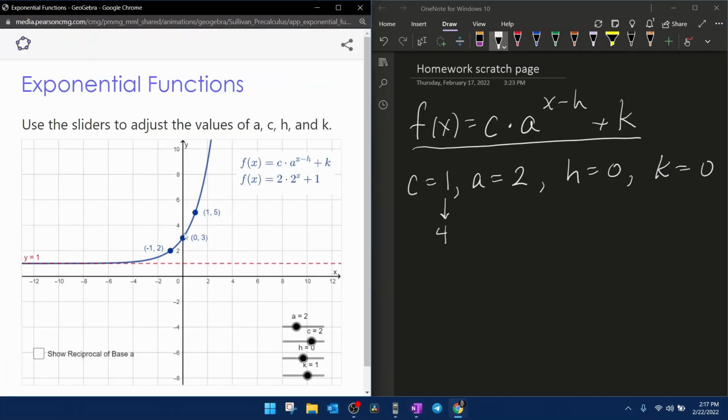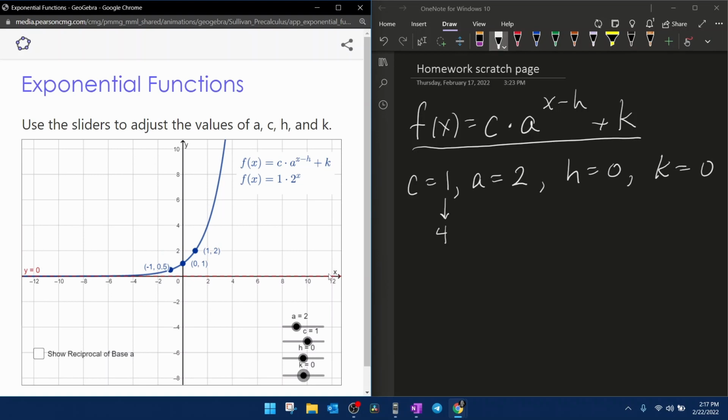All right, so now that we have our app open, we're going to set c to 1. A is already set to 2. H and k need to both be 0. And then we want to make a note of the ordered pairs listed. Also, it might be nice to make a note of what this function is.